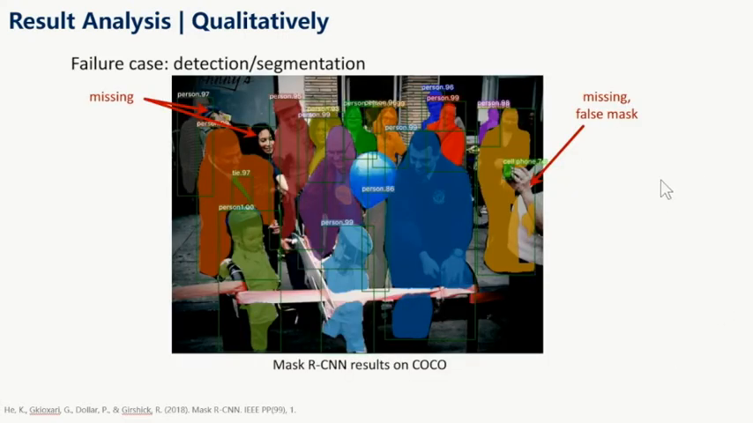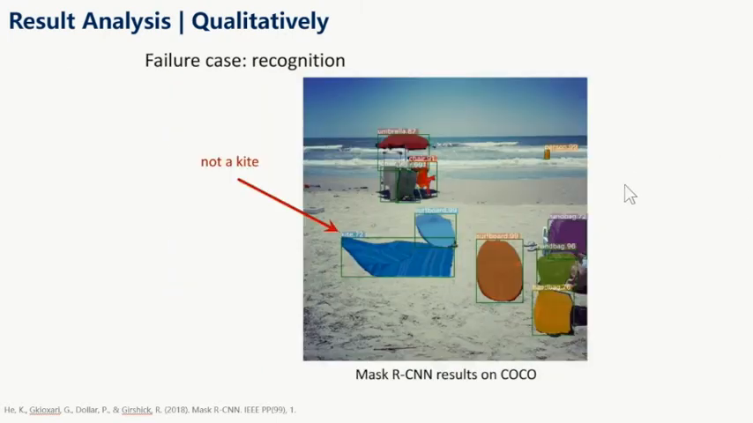However, there are some failure cases. This is a missing detection. This is another missing detection. Another failure is that Mask R-CNN recognizes this as a cat, however it is not.